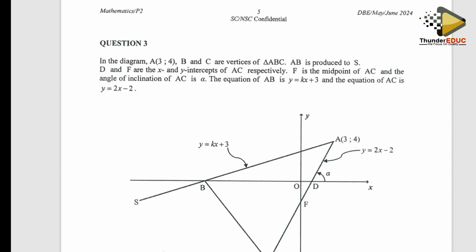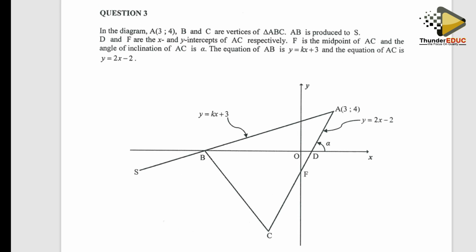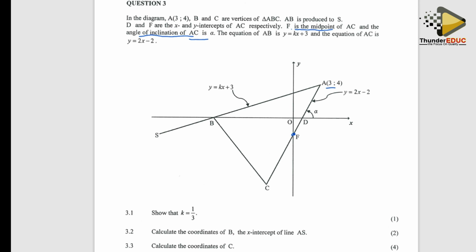We move on to question number 3. They are telling us that in the diagram, A is (3, 4), B and C are vertices of this triangle. AB is produced so that we get S. D and F are the x and y intercepts respectively. F is the midpoint of that line AC. And then the angle of inclination. The equation of AB is given as that, the equation of AC is given as that. Can we show that K is 1/3?